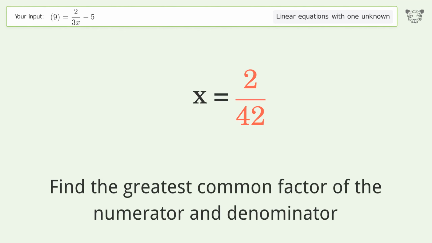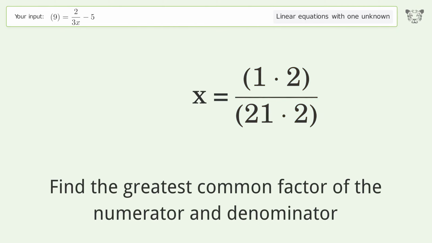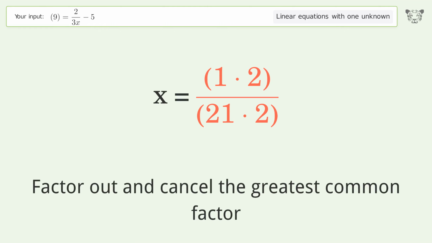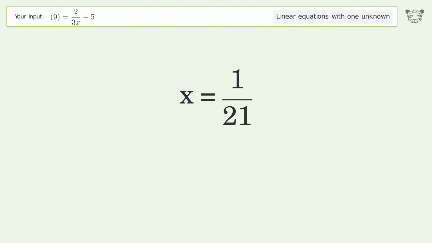Find the greatest common factor of the numerator and denominator. Factor out and cancel the greatest common factor. And so the final result is x equals 1/21.